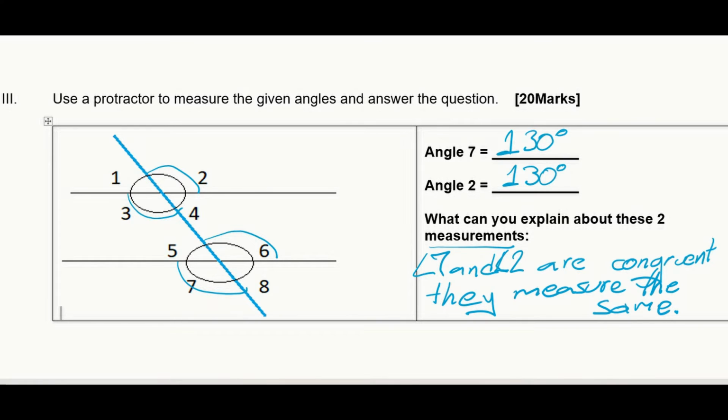We cannot tell angle 2 and angle 7 are vertical angles because they are not. Angle 2 and angle 3 are vertical angles. They are vertically opposite. And so are 6 and 7. But 2 and 7 are not. They are congruent because of the property.